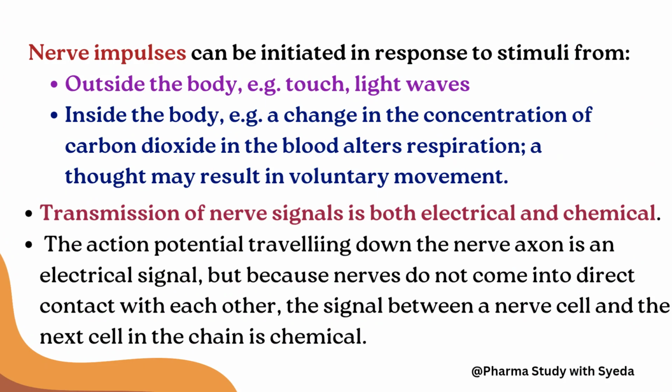Transmission of nerve signals is both electrical and chemical. The action potential traveling down the nerve axon is an electrical signal, but because nerves do not come into direct contact with each other, the signal between a nerve cell and the next cell in the chain is chemical.